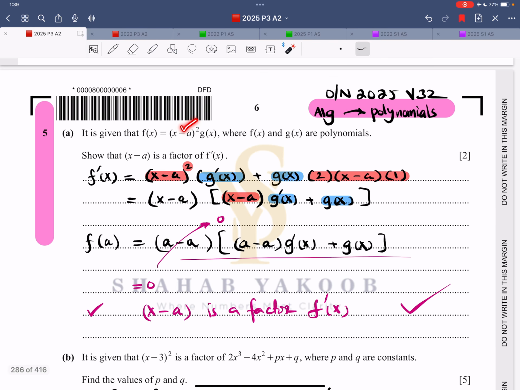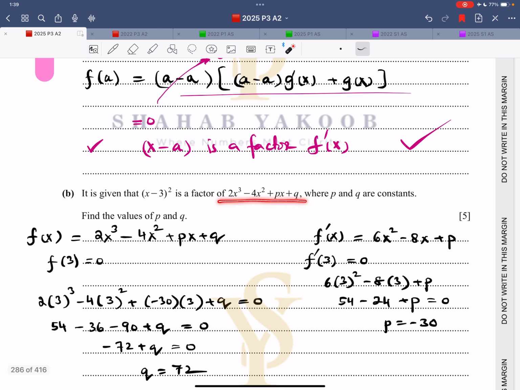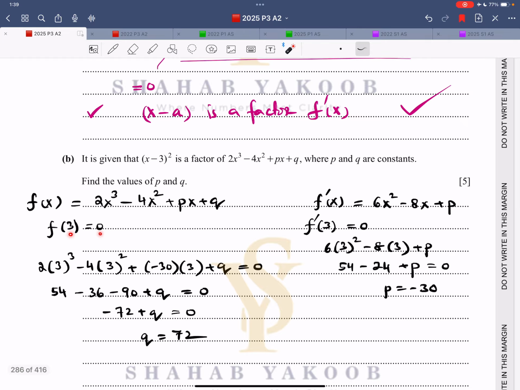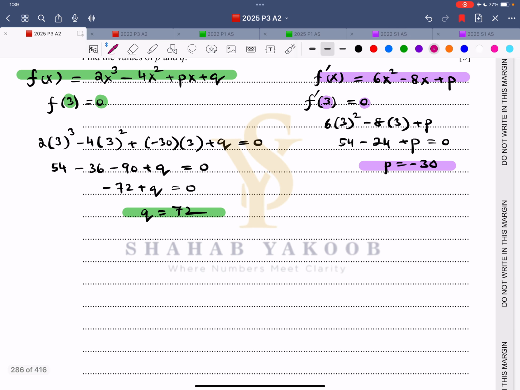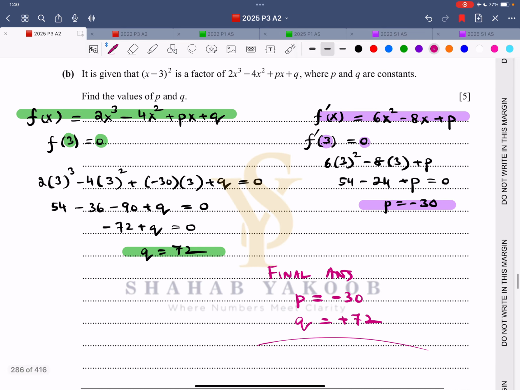Now look at comparing coefficients. So now this thing is a factor. So x minus 3 whole square is a factor. That means if I plug in 3, I get 0 if I talk about f x. So this is f x, and if I plug in 3, I get 0. In the original, I get the value of q. Similarly, f prime x is taken out. If I plug in 3 in the f prime, it should also equal 0. We find the value of p is equal to negative 30. So make a habit of writing down the final answer. The final answer is p equals negative 30, q equals positive 72. That's how this question is done.